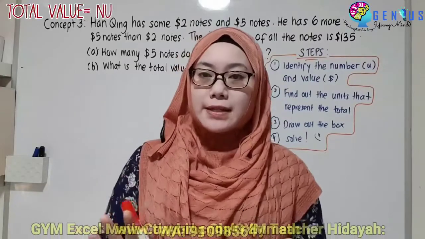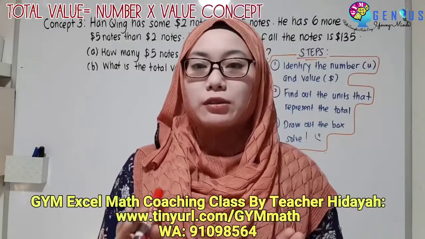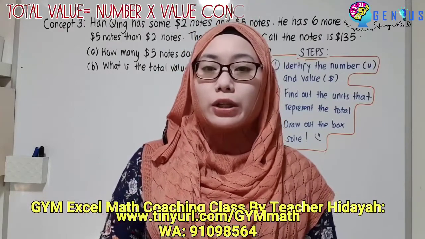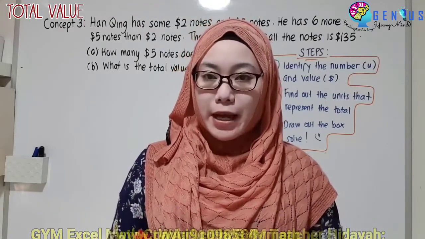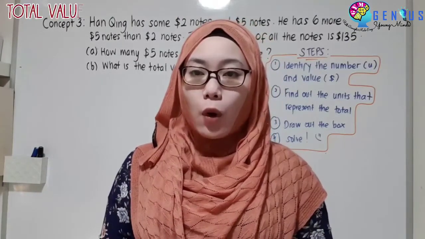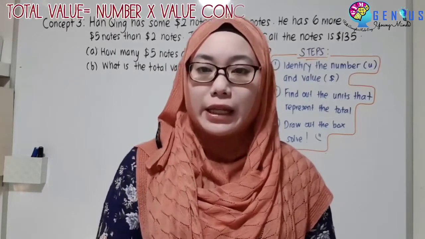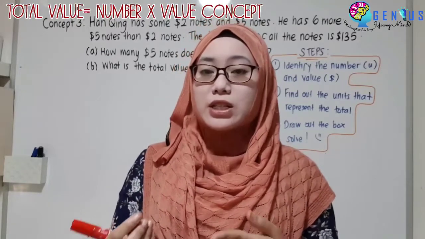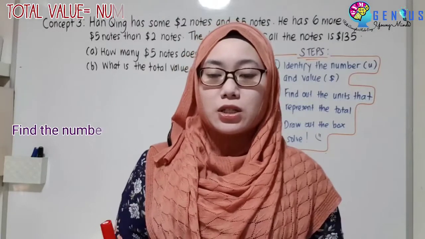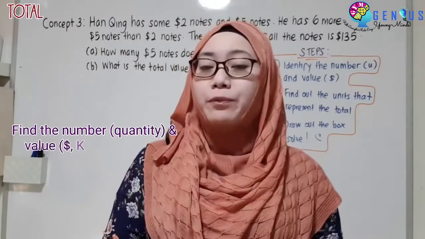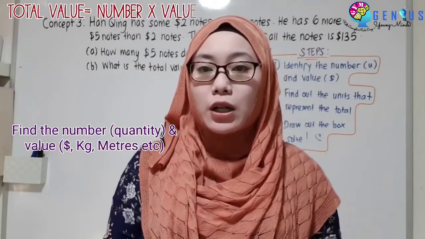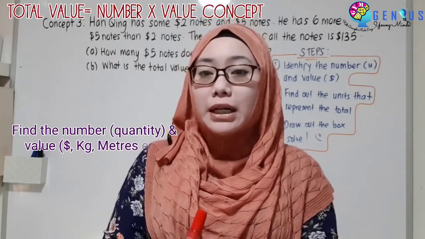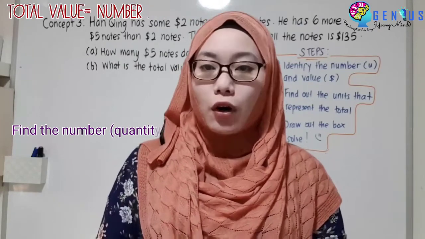Okay, now we are doing concept number 3, which is the total value number times value concept. For this concept, the question always requires you to find out how many of a certain item there are and also the value of that item. So it's good for money questions that require notes. But sometimes it can be other questions as well, where you need to find the number of the item and the value of the item.